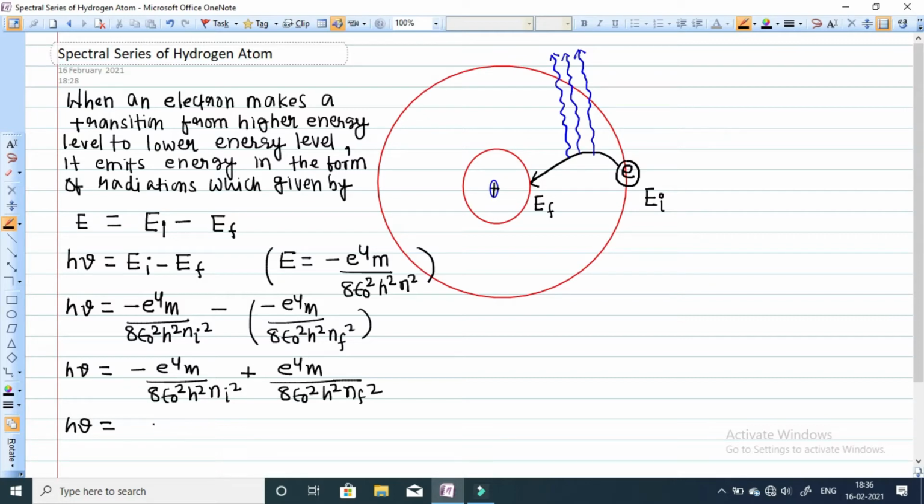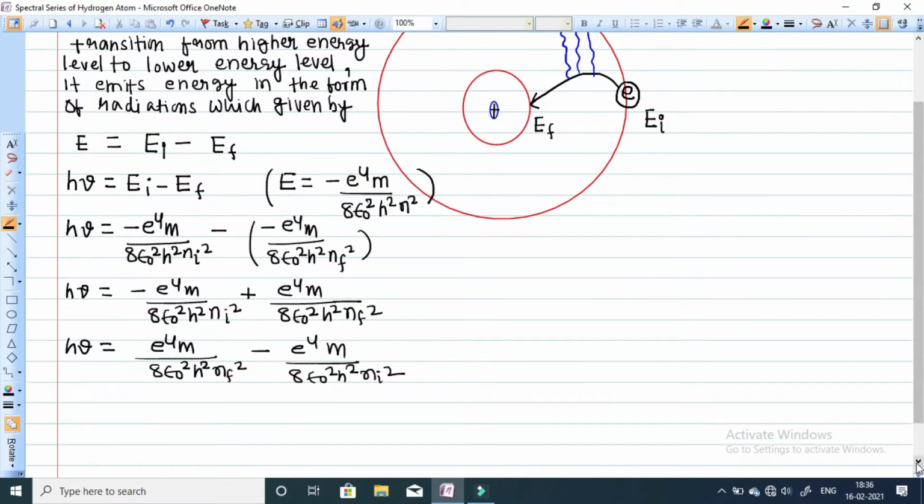We can rearrange this equation like this also: e to the power 4 into m, first I am taking the positive term, upon 8 into epsilon naught square into h square into n final square, minus e to the power 4 into m upon 8 into epsilon naught square into h square into n initial square. Now take the common terms out from these two terms.